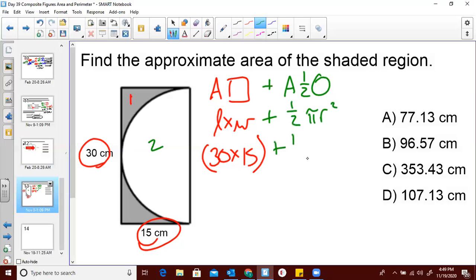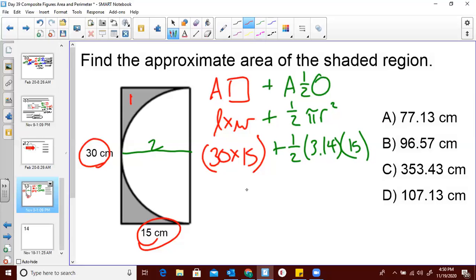And from here, we just have to plug in. And we have pi, which is 3.14. And then our r, well, if this is a half circle, then our radius is just going to be the same as our base number, which is 15. All right, and then from here, you just have to plug and chug. Put them in your calculator. So 30 times 15. I did it again, didn't I?